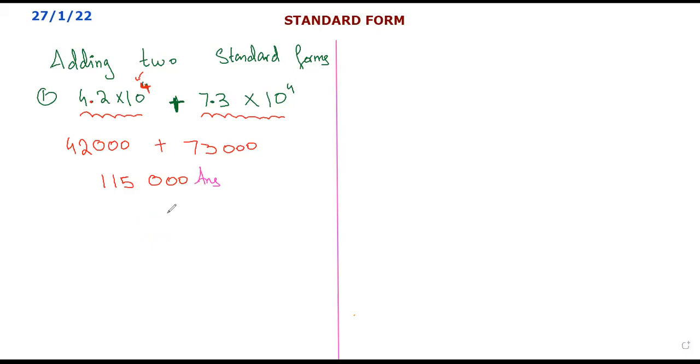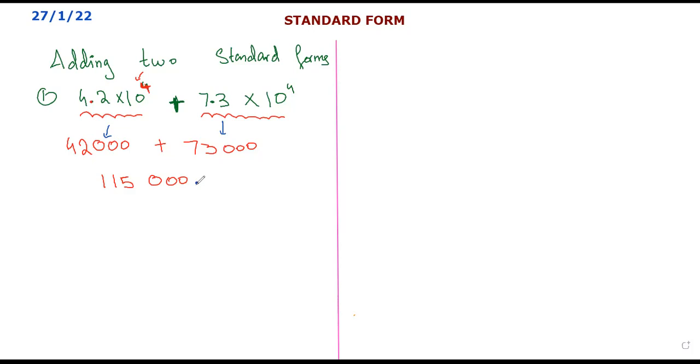Okay, so this was one way of doing this question: we first convert these standard forms to scientific notations and then we add them. Okay, now this is the answer. And again, you have to convert the answer to the standard form. So what do we get?